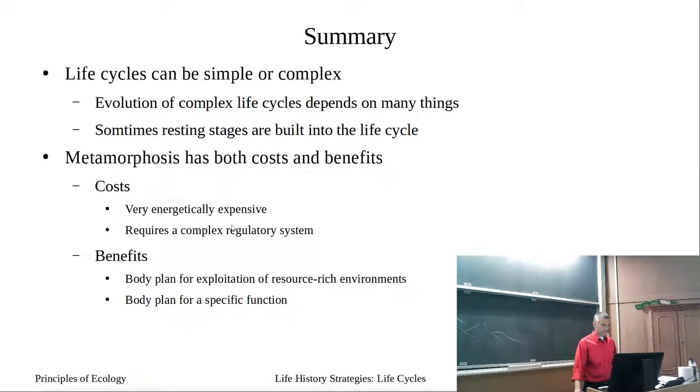All right, summary of our life cycles. We can be simple or complex. And the evolution of these types of life cycles depends on a lot of different things. What types of environments are we in? What's the environmental variability like? What's our competition going to be like between larval stages and adults?